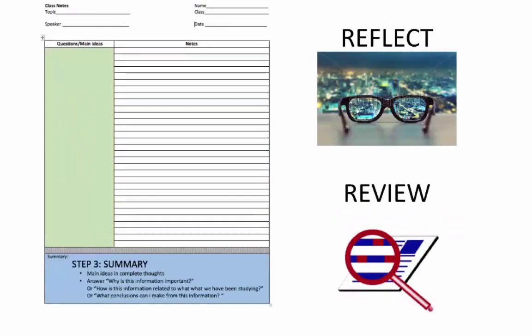Step 3, summary. The third step is to write a summary from your lecture notes in the blue box at the bottom. Write the main ideas in a complete thought. This should be done ideally for homework on the same day as the lecture. By writing a summary, you're reflecting on and reviewing the main ideas. This section should be written again in complete sentences and should answer questions such as, why is this information important? Or how is this information related to what we've been studying in class? Or what conclusions can I make from this information?